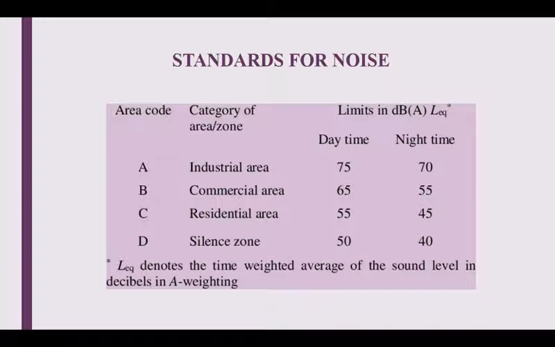Then standards for noise. The area is divided into four, namely A, B, C, D. A category is industrial area, B category commercial area, C category residential area, and D category silent zone. The limits in decibels are given. Sound is measured in terms of decibel, so it can be measured using a sound meter.